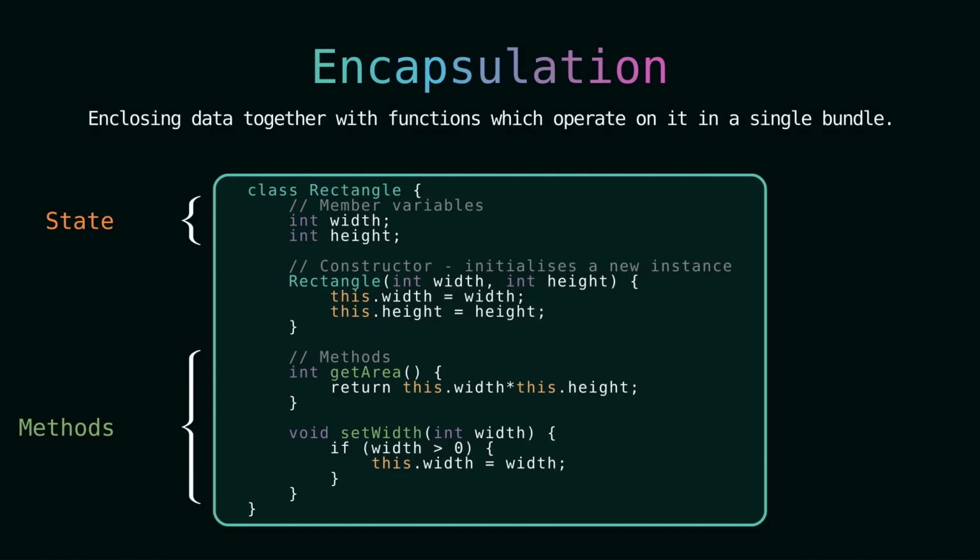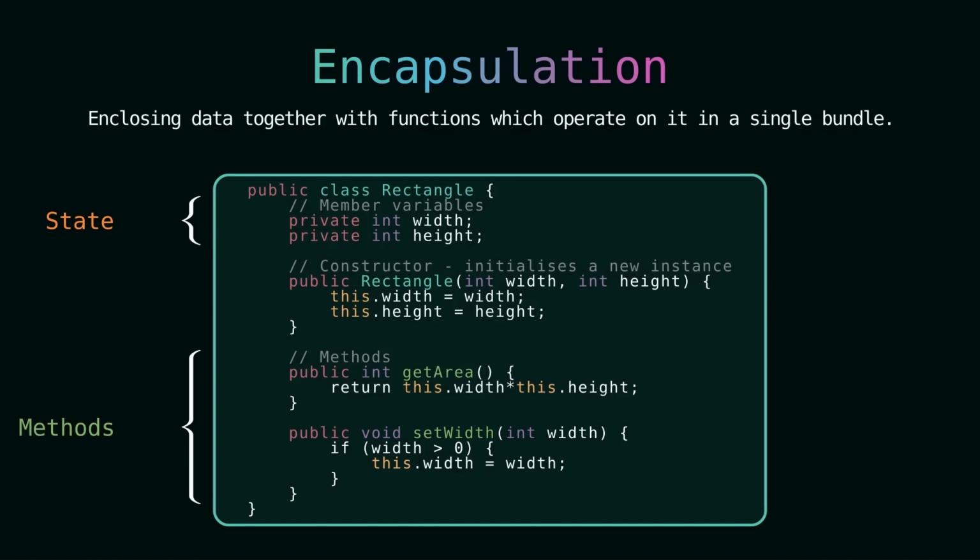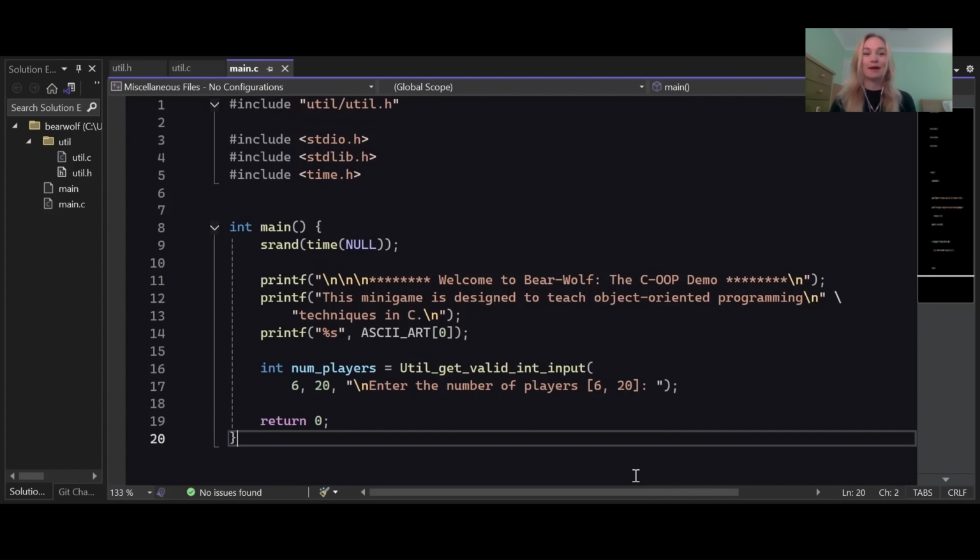Since the methods and state are now bundled together, a powerful action you can take is to restrict outside access to the object's internals. In other languages, you may have seen access modifiers like public and private which achieve this. This ensures the object can only be accessed and altered in the ways which are within the rules defined by that object.